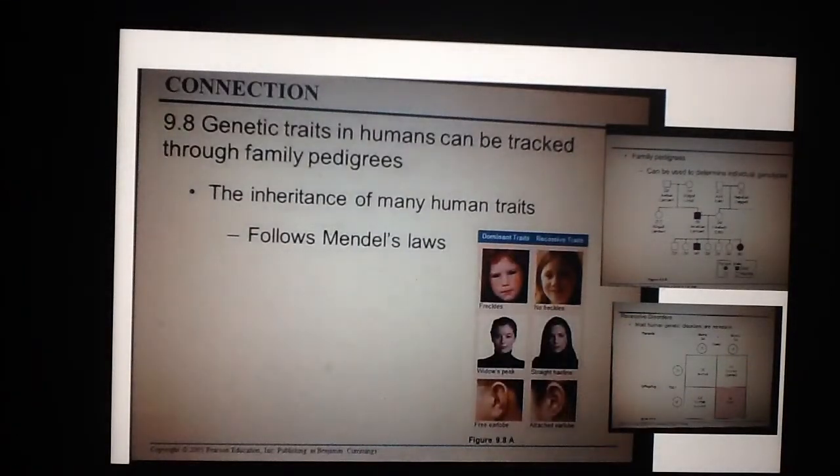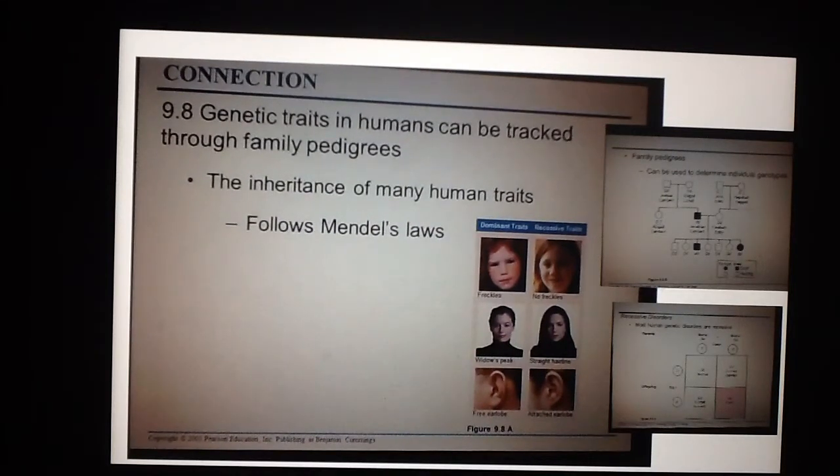We're going to look at some of the different ways traits are passed on in a family, because really we're looking at genetics as a way of looking at inheritance, and often when we think of inheritance, we think of generation after generation of individuals. It turns out that the inheritance of many human traits does follow Mendel's laws, the law of segregation, the law of dominant and recessive.